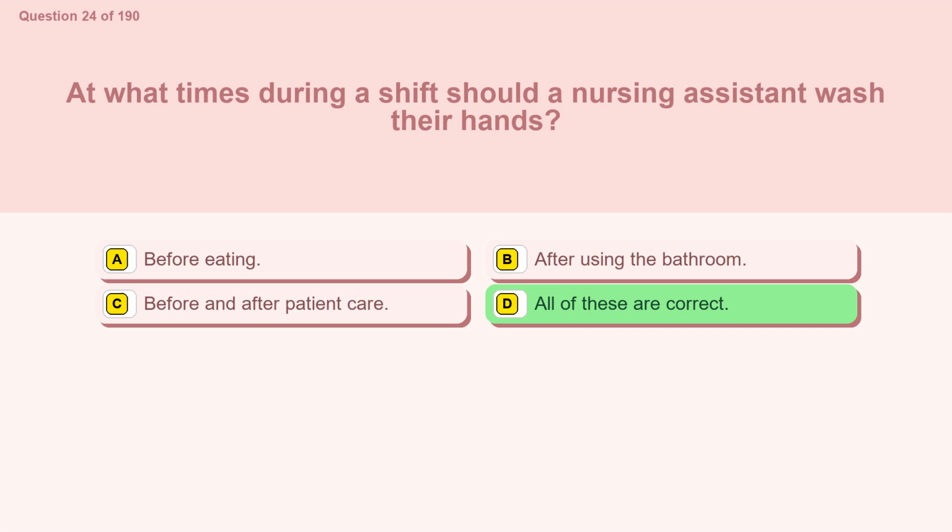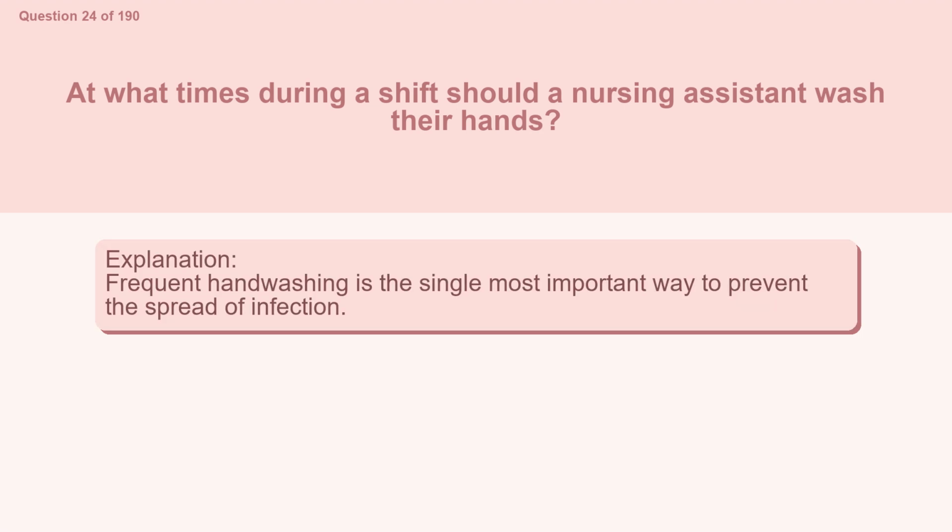The correct answer is option D. All of these are correct. Frequent hand washing is the single most important way to prevent the spread of infection.